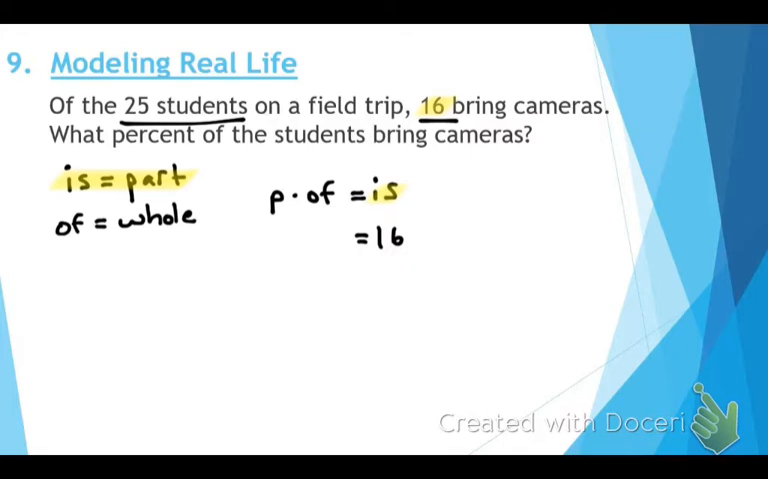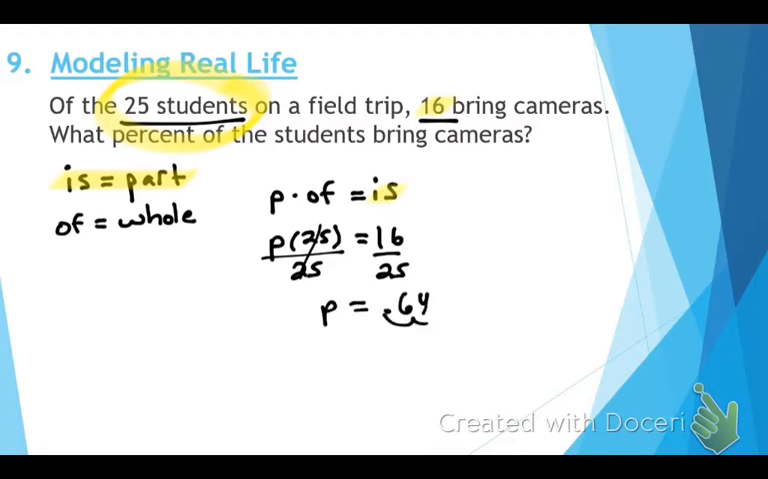Of is my whole. There were a total of 25 students who went on the field trip. Okay, a lot of people on their quiz had a hard time telling the difference between the part or the whole. All right, and then when you do that, you've got to remember to turn that into a percent. So 64% of the students brought a camera.